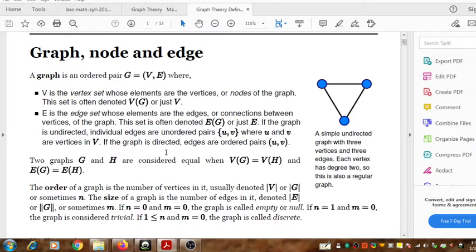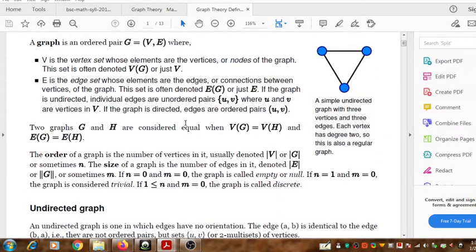But if the graph is directed, then the edges are ordered pairs. In the case of a directed graph, the position of a vertex is very important. Here U is present in the first position and V in the second position, so we cannot treat that equal to VU. UV cannot be equal to VU, and they are treated as different.